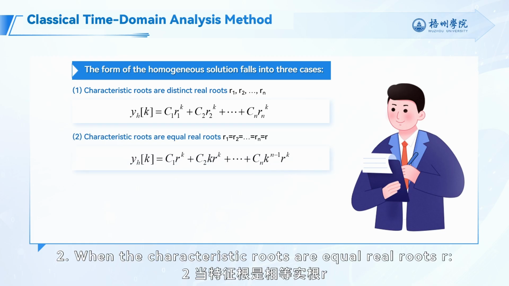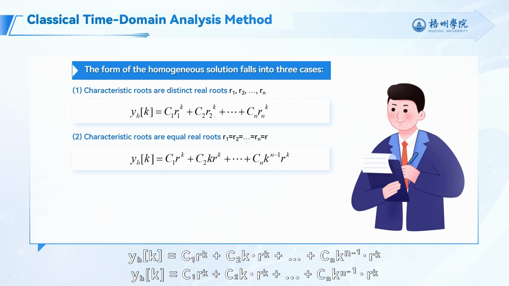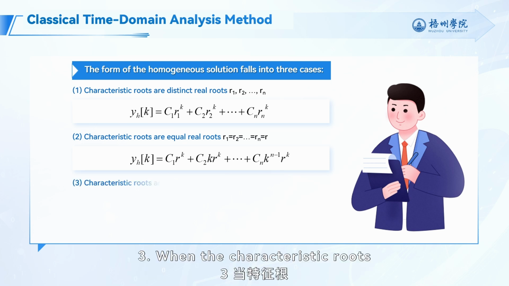2. When the characteristic roots are equal real roots r, y_h[k] equals c1 r^k plus c2 k r^k up to cn k^(n-1) r^k.